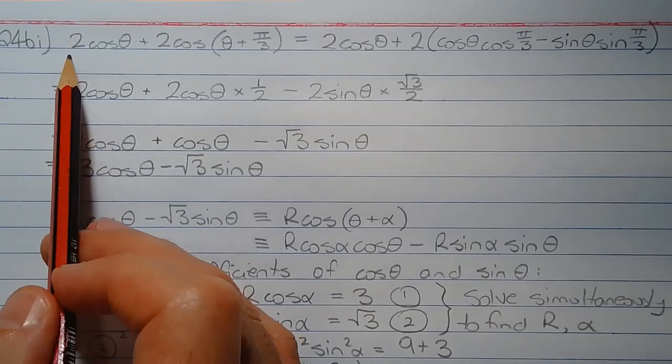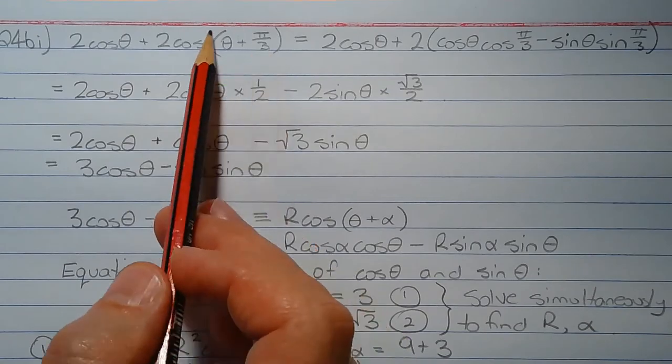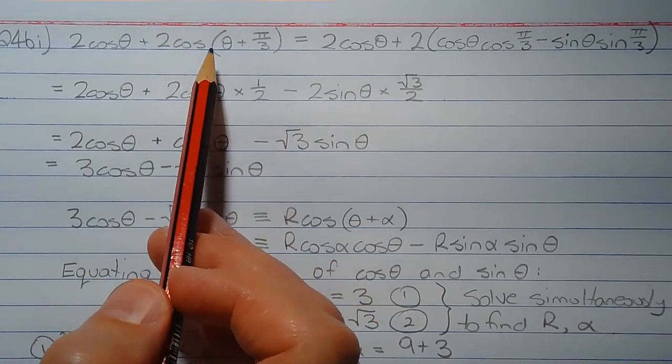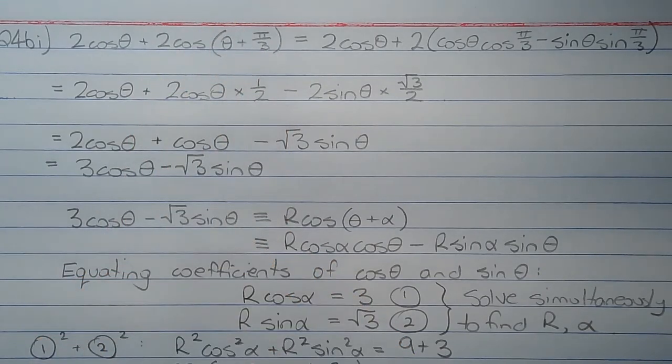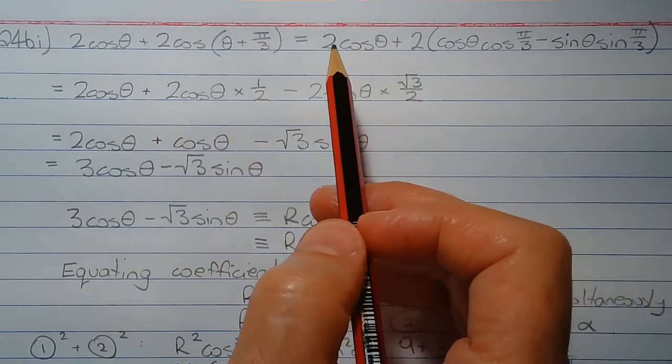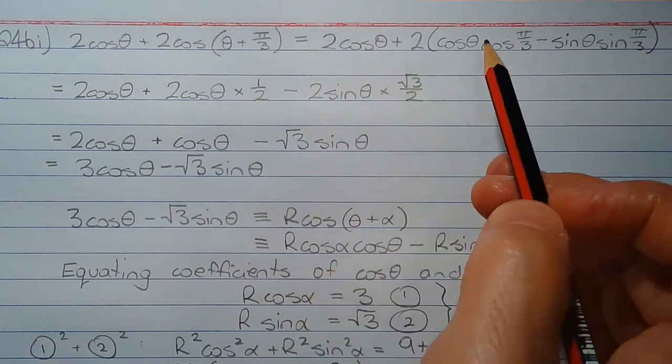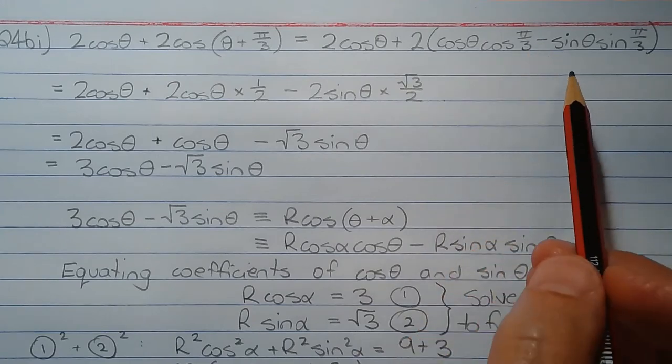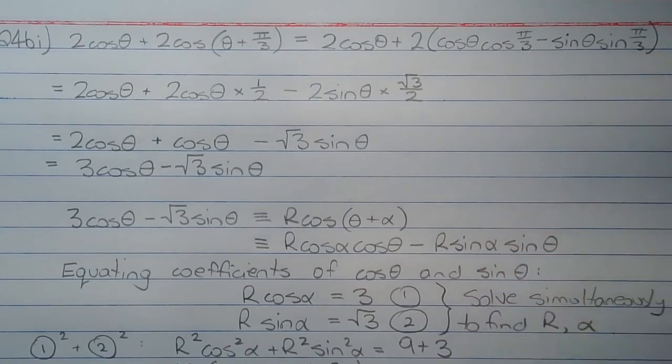Starting with the expression 2 cos theta plus 2 cos theta plus pi over 3, we can expand 2 cos theta plus pi over 3 using a compound angle expansion. So the expression can be written as 2 cos theta plus 2 multiplied by cos theta cos pi over 3 minus sine theta sine pi over 3.